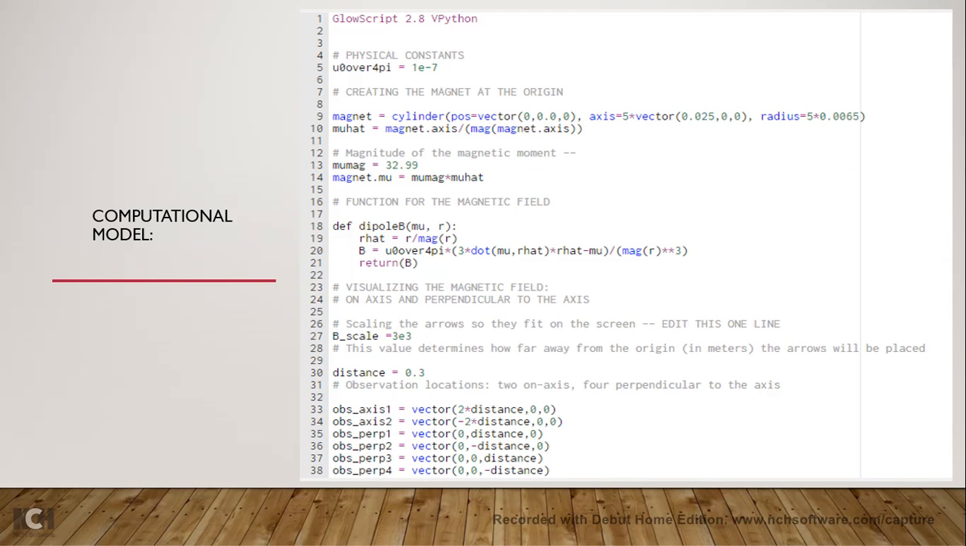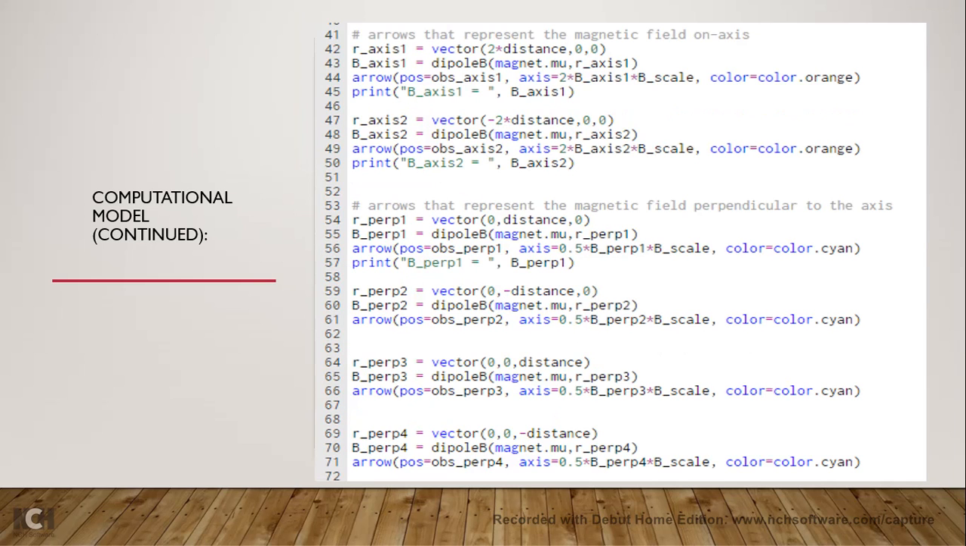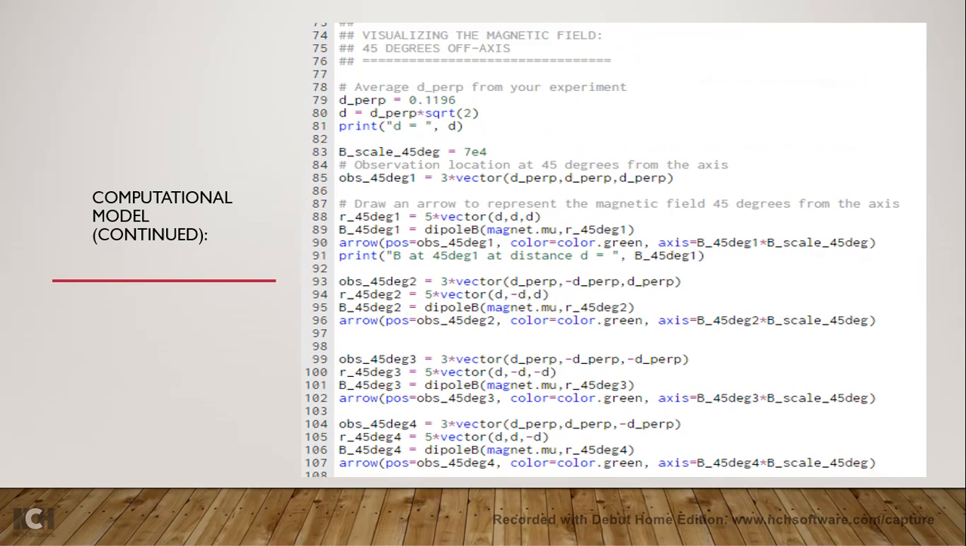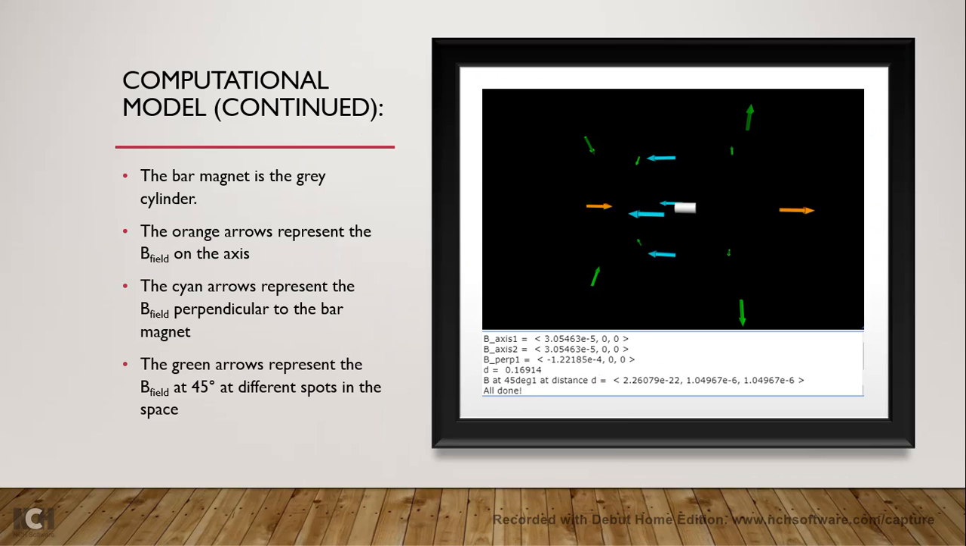Here's the computational model. First I write the constants, then I calculate the magnet and the mu value, then I create a function in order to calculate the magnetic field. Then I wrote all the vectors for the magnetic field of the bar magnet. Here I created 2 arrows that are on axis and 4 that are perpendicular to the bar magnet, and then I created 8 arrows that are 45 degrees from the axis of the bar magnet. And here's what I got.